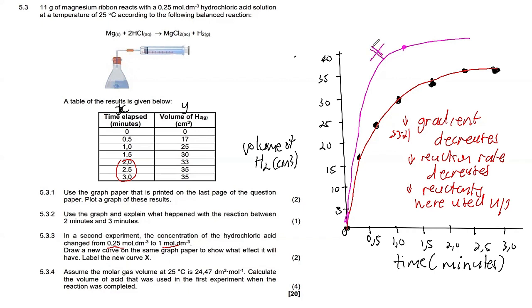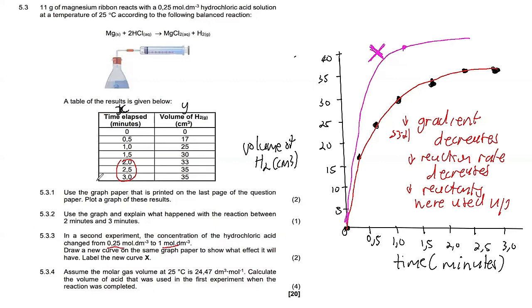So let's label it X. So remember, we do not have any true values, so we cannot necessarily plot any values here. But it's just a matter of showing the shape. So number one, they are marking that you have a steeper gradient, and number two, that you are actually showing that the reaction will come to completion much faster than the original curve.